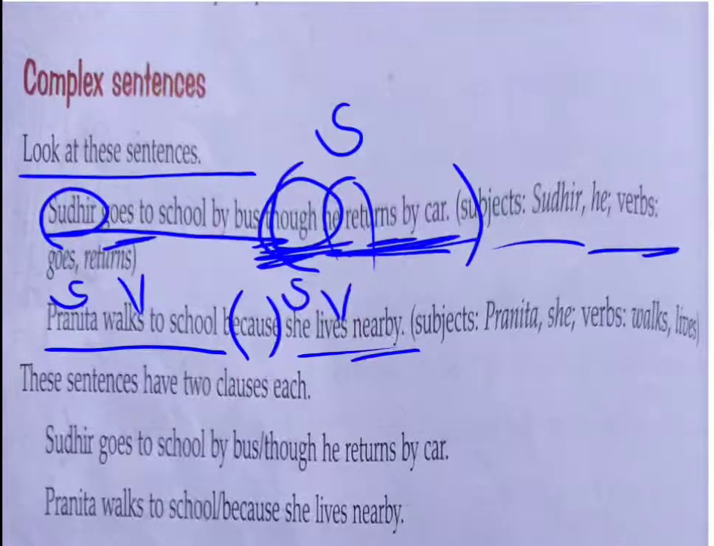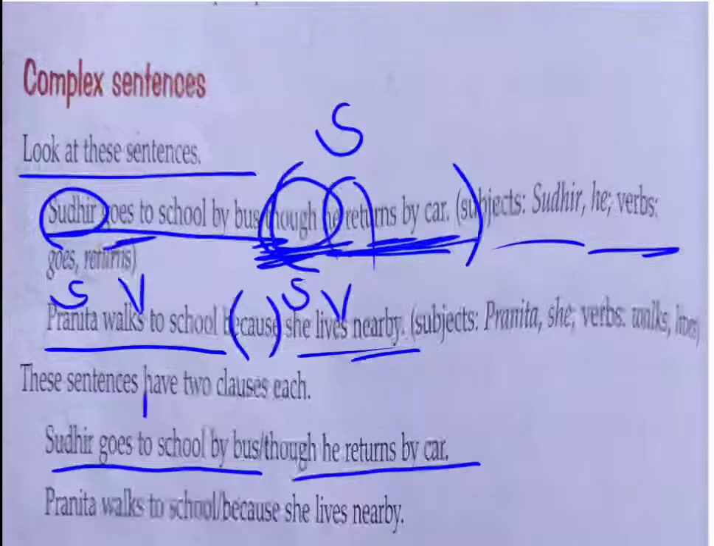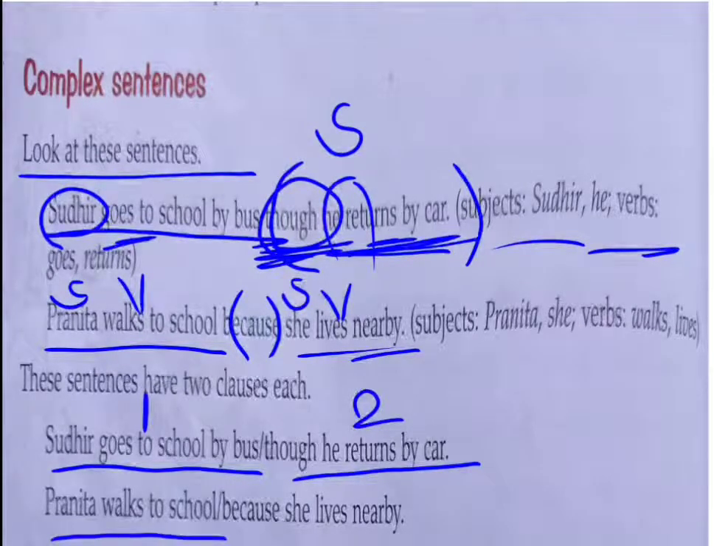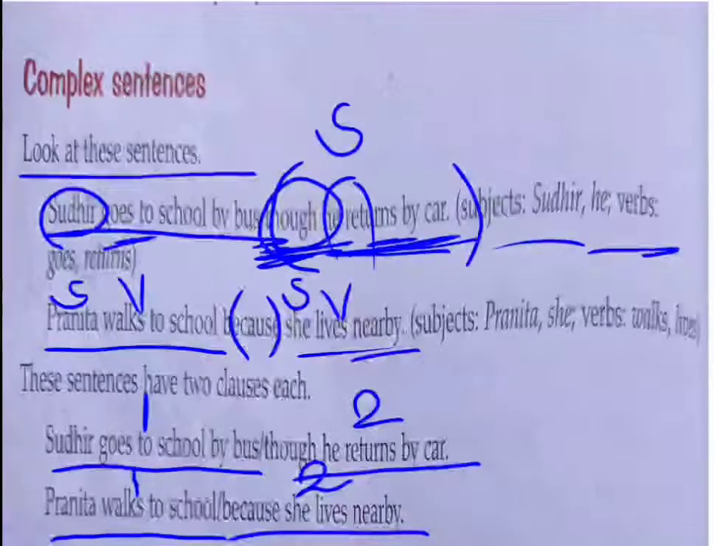Now look at the 2 clauses in each. Sudhir goes to school by bus, though he returns by car. Both are clauses. Here is one clause and a second clause. Pranita walks to school because she lives nearby. Pranita walks to school, one clause. Because she lives nearby is another clause. Now, these both clauses are known as what? That we will learn next.